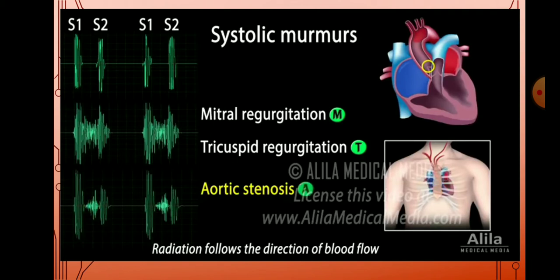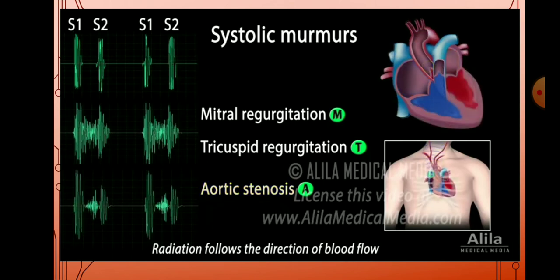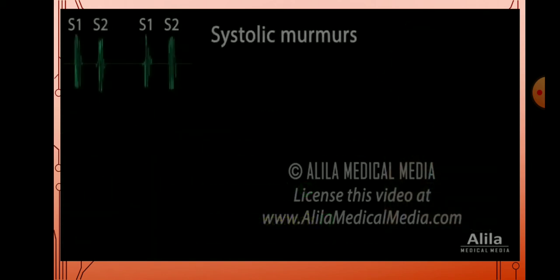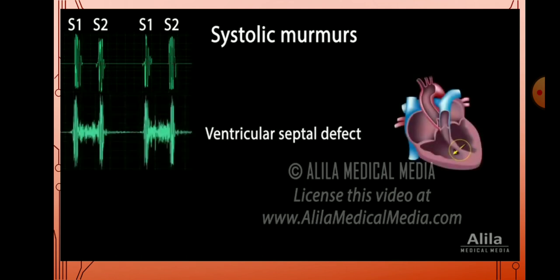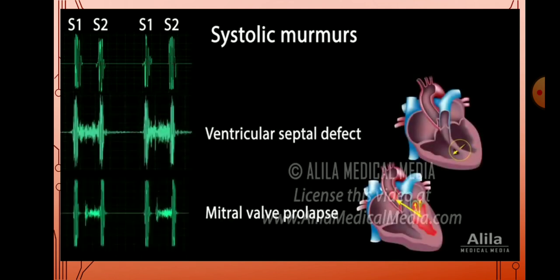Aortic stenosis murmur is loudest in the aortic area, and the sound radiates to the carotid arteries in the neck following the direction of blood flow. Again, on the other side of the heart, a pulmonic stenosis has the same characteristics but is best heard in the pulmonic area and does not radiate to the neck. Other conditions that cause audible systolic murmurs include ventricular septal defect and mitral valve prolapse.